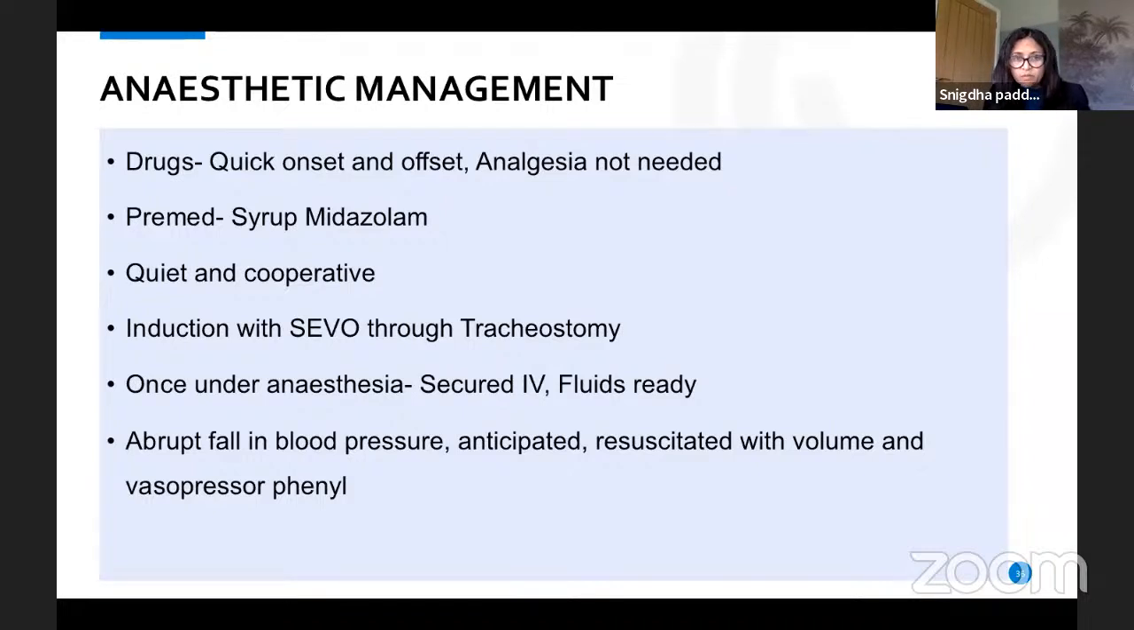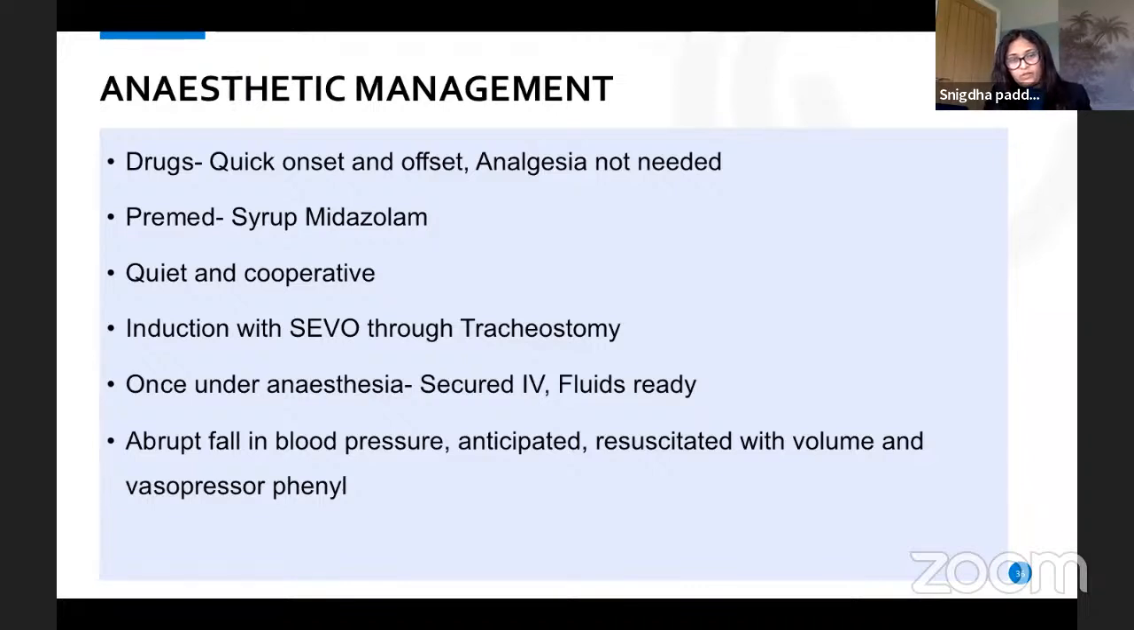So we gave him syrup midazolam to calm him down. After that, he was quite cooperative. We brought him to the CT and we attached the breathing circuit to his tracheostomy because he allowed us to touch that. And then we gave some sevo, which further calmed him down, and then we could secure an IV cannula.